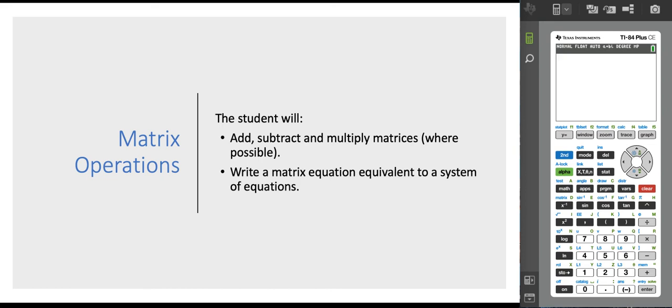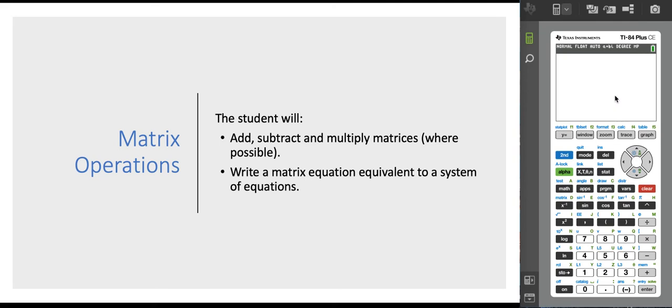Hi everybody, this screencast is all about matrices. What we're going to be learning in this screencast is how to add, subtract, and multiply matrices. We're also going to take a system of equations and write a matrix equation that is equivalent to it.